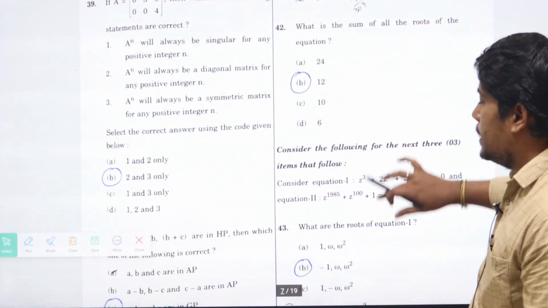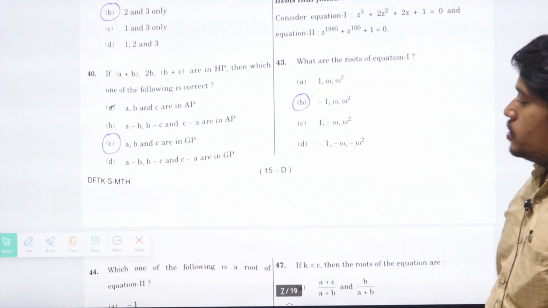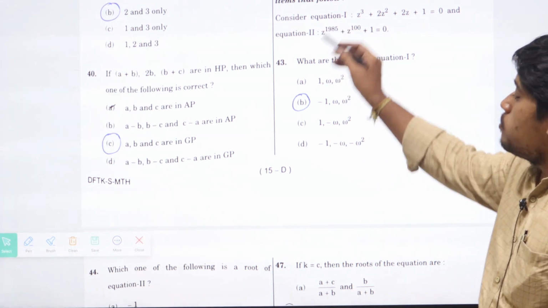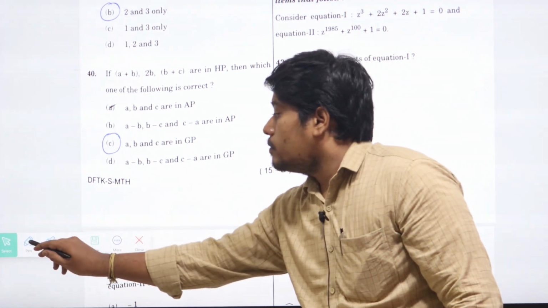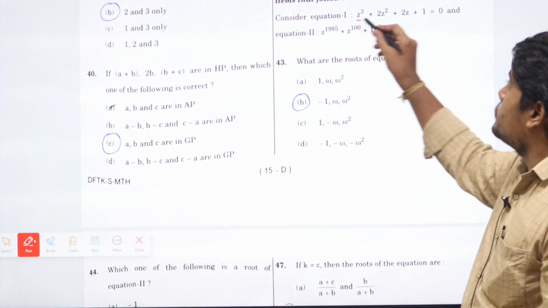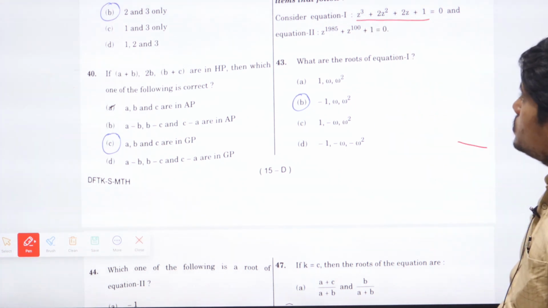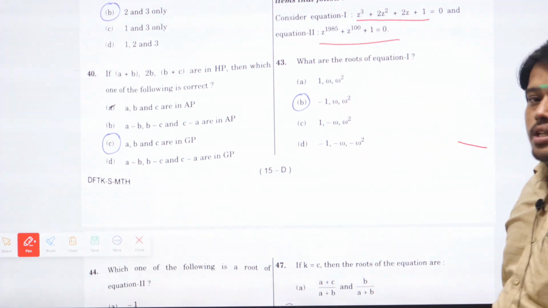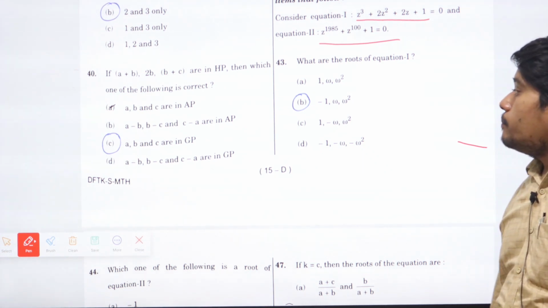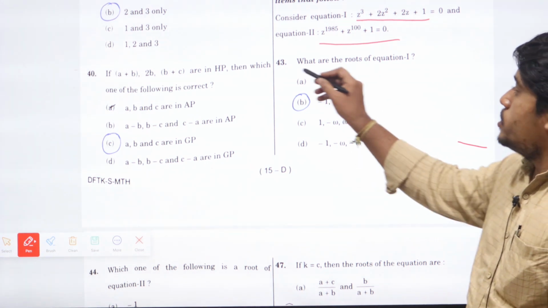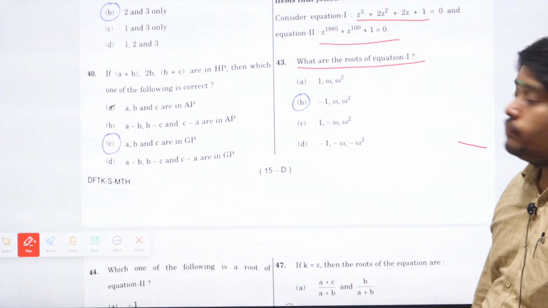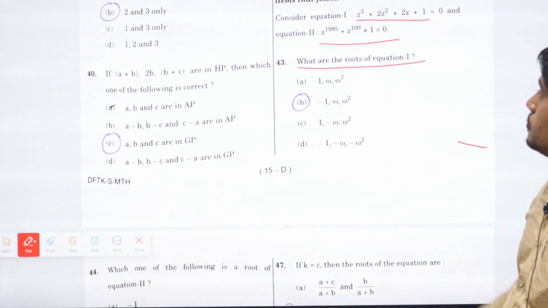Question number 43. This is the concept of complex numbers, omega. The problem is: consider the equation z cube plus 2 times z square plus 2z plus 1 is equal to 0, and equation 2 contains z to the power of 1985 plus z to the power of 100 plus 1 is equal to 0. The question is, what are the roots of equation 1?